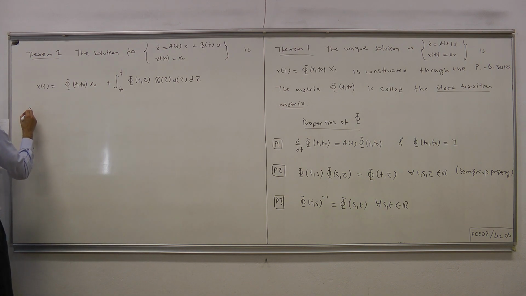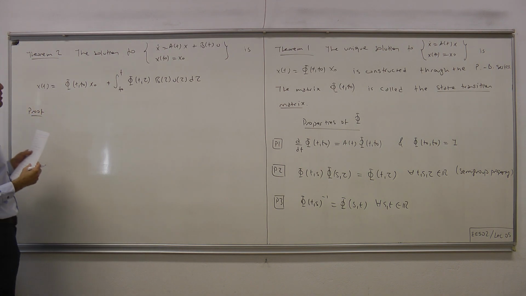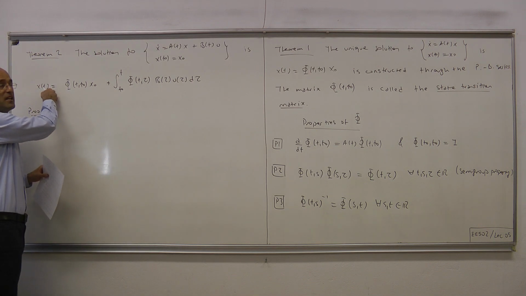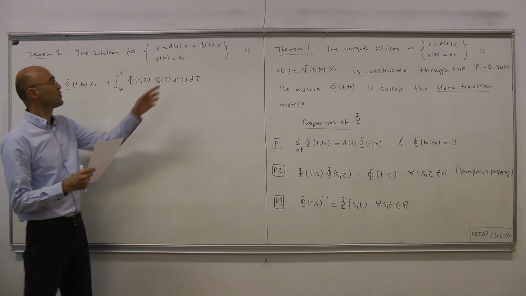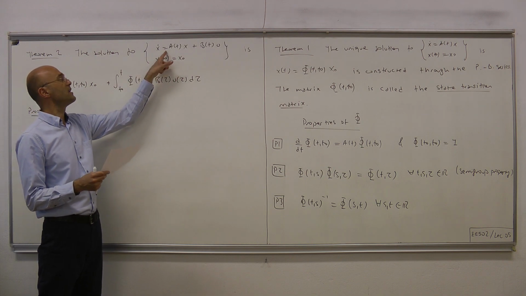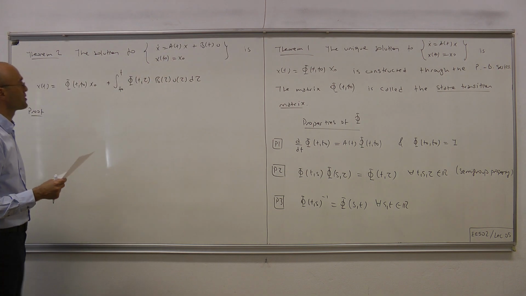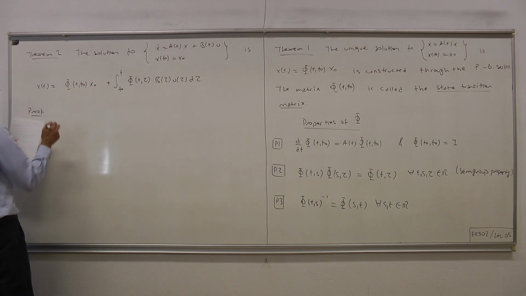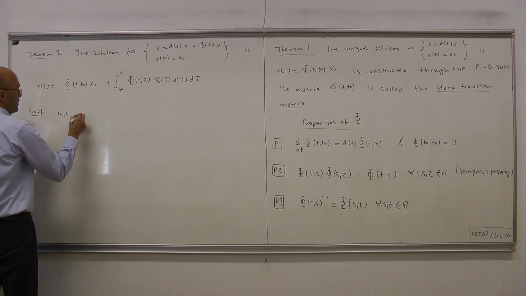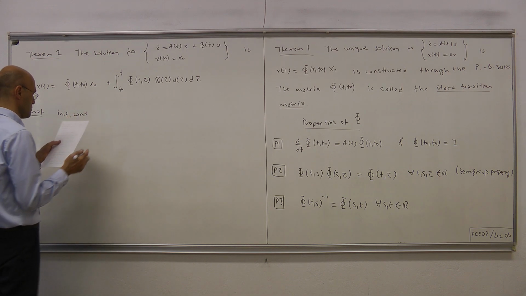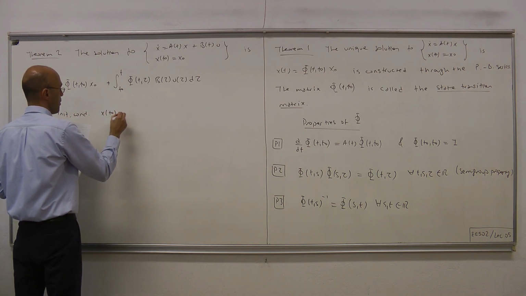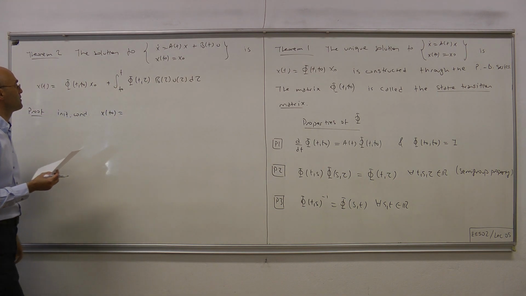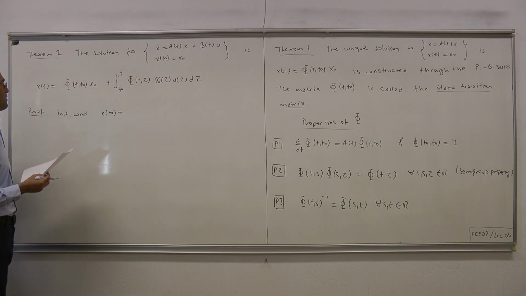Here is a demonstration of this claim. In order for this to be a solution, it should satisfy two constraints: the initial condition constraint and the differential equation constraint. Let's start from the easy one, the initial condition constraint. The initial condition constraint is that x(t0) must equal x0. So let's see whether it indeed equals x0.